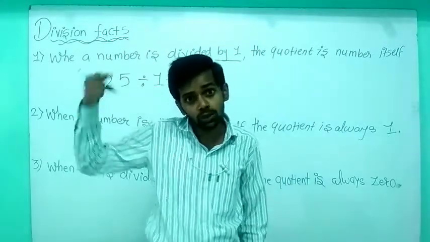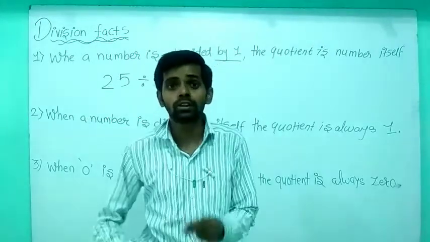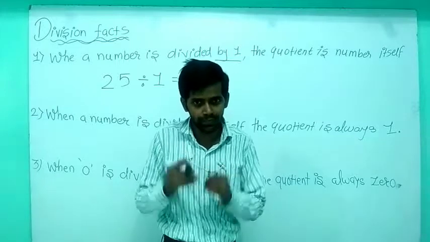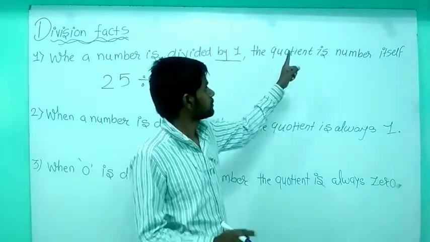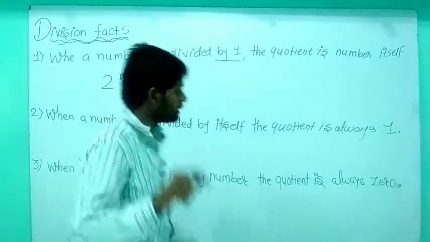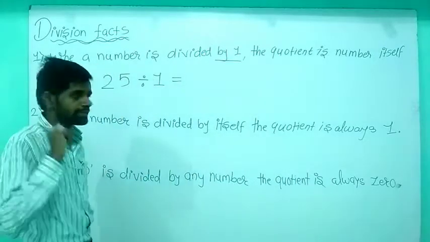Division के answer को क्या बोलते हैं? Quotient. That means the result or the answer of division is called the quotient. So the quotient will be the number itself. तो जो number है वो वापस आ जाएगा.